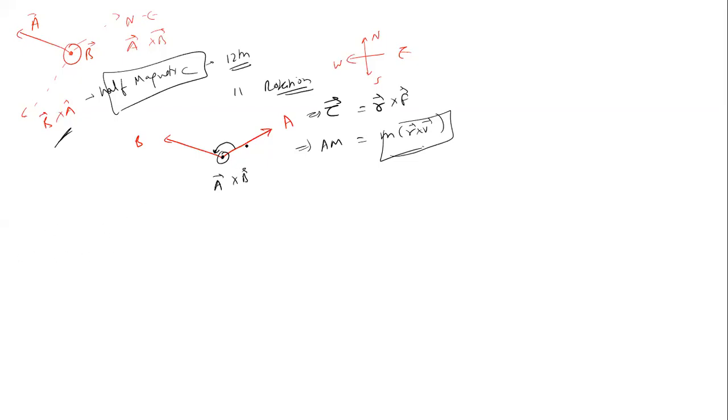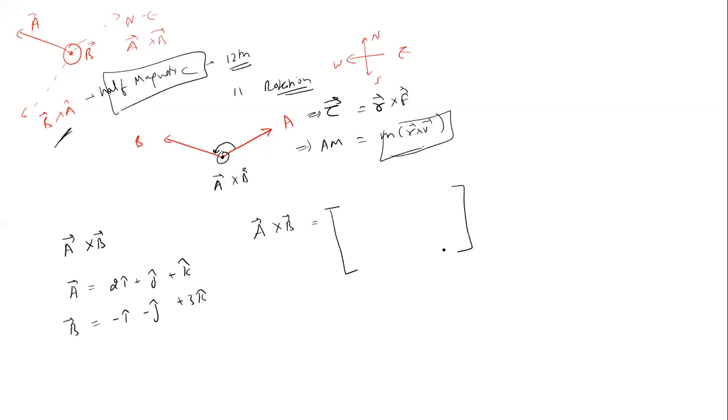Now we will study the A cross B vector, how to multiply A with B. Say the A vector is 2I cap plus J cap plus K cap, and the B vector is minus I cap minus J cap plus 3K cap. So A vector cross B vector would be equal to what? First of all, you have to draw the matrix here. Then you have to write the I vector, J vector, and K vector.